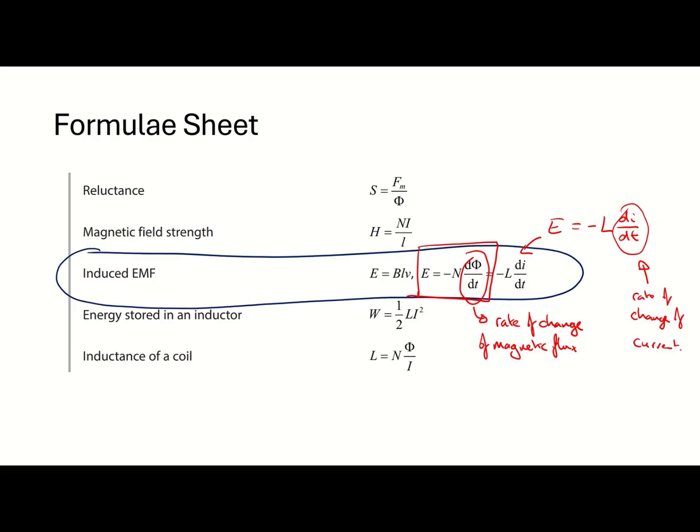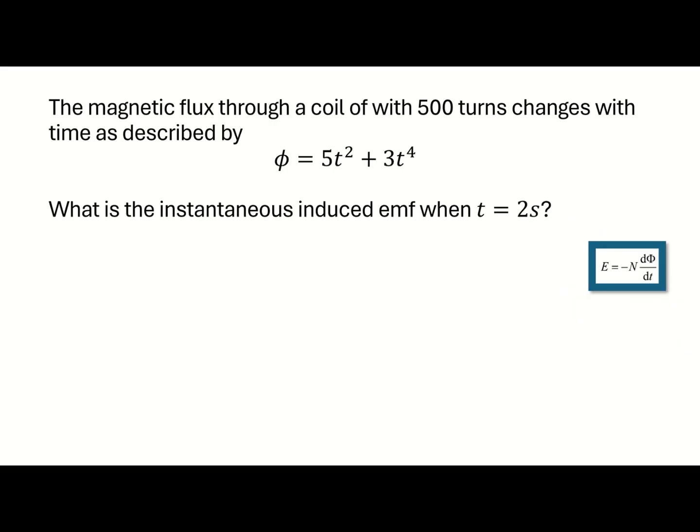Okay, so let's actually look at an example like this. Here I've got a question where it says the magnetic flux through a coil with 500 turns changes with time as described by phi is equal to 5t squared plus 3t to the 4. So it's asking what is the instantaneous induced EMF when t is equal to 2 seconds. Induced EMF, one of those equations we just saw, is given over here. This is in your formula sheet. E is equal to minus n d phi over dt.